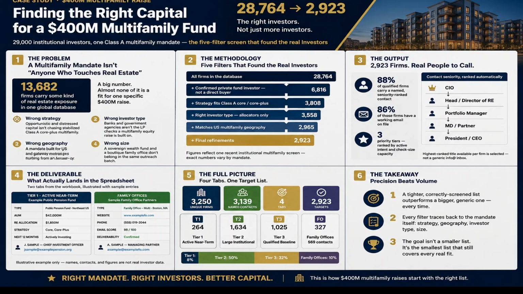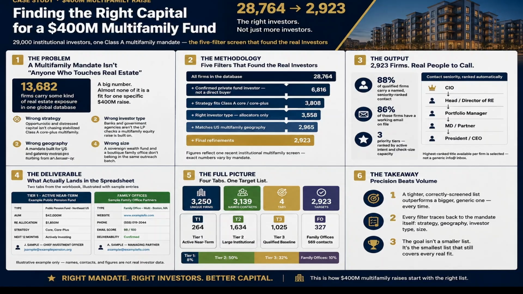So the wrong strategy would be just to include opportunistic and distressed capital when this is a completely different asset class. Two, wrong investor type. Banks and government agencies aren't the LP checks a multifamily equity raise is built on. Really what we're looking at here is the key parties. We don't want to go out to the whole database.